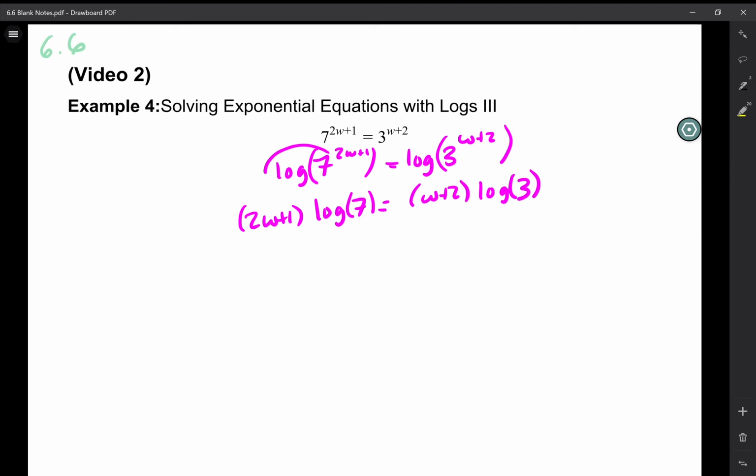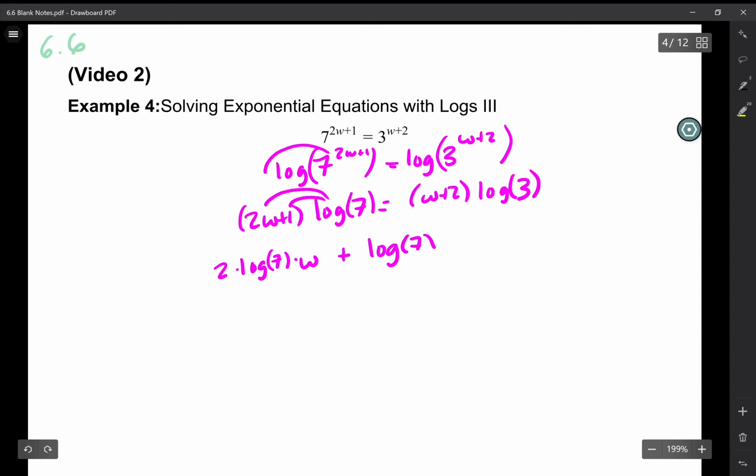We're going to proceed exactly the same way, remembering that log of 7 is just a number. So we're going to distribute it through. It's 2 times log 7 times w plus 1 times log 7, which is just log of 7. Likewise with the log 3. Log of 3 is my coefficient on w, plus 2 times log 3.